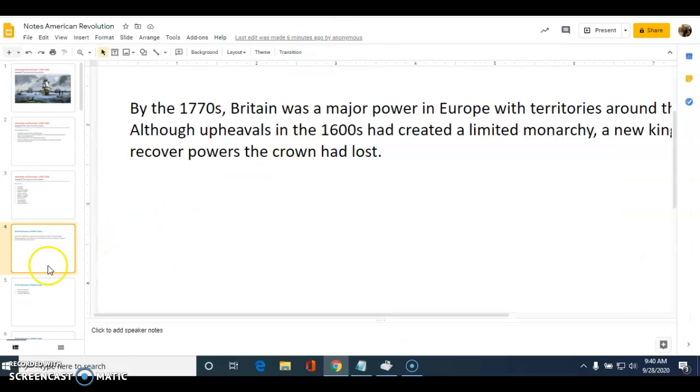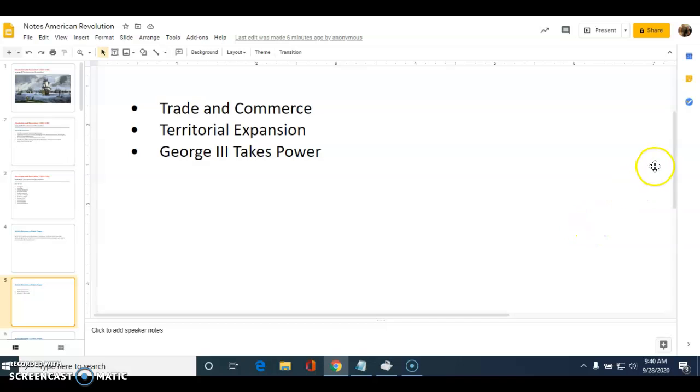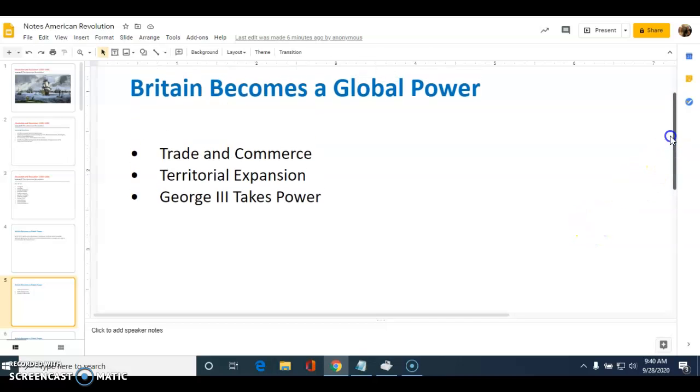I'm sorry, I switched out. Okay, so we'll be looking at the role. How does Britain become a global power? Right there, trade. That's the first thing.